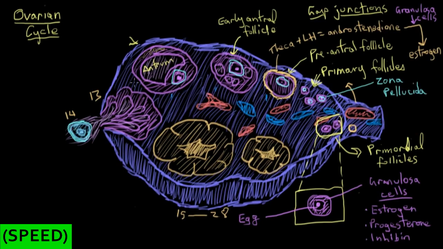You're getting a lot of these happening at one time. But only one of the biggest ones is the one that eventually gets ovulated, because you only ovulate one egg every 28 days. And that one that gets ovulated is called the dominant follicle. So let's just say that what we're seeing here is an example of the dominant follicle's development.